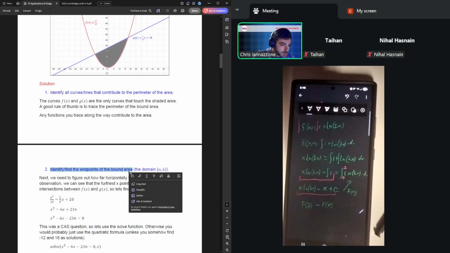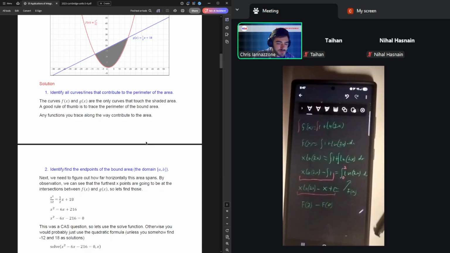Next, we want to find the endpoints of the bound area, specifically the horizontal distance that it's going to cover, the domain, you can think of it as.